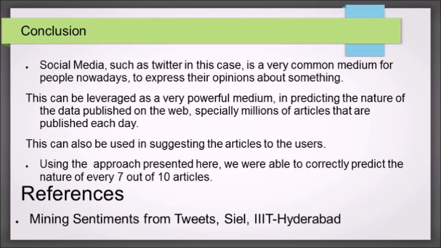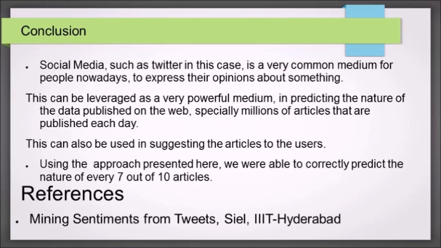Some of the conclusions are as follows. Twitter is one of the social media platforms which is used commonly by people to voice and express their opinions about anything. This can be leveraged as a very powerful medium in predicting the nature of the data published on the web, especially millions of articles that are published each day. By measuring the interestingness of an article using tweets, articles can be suggested to users.